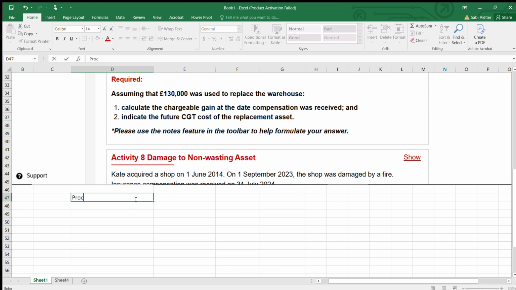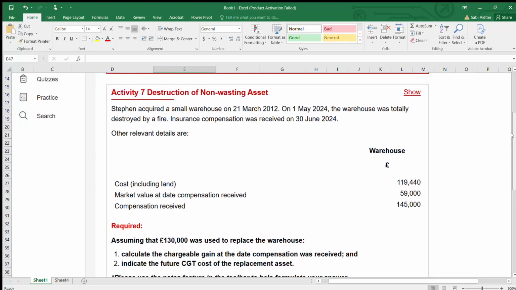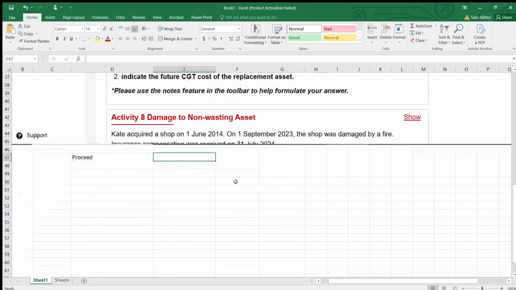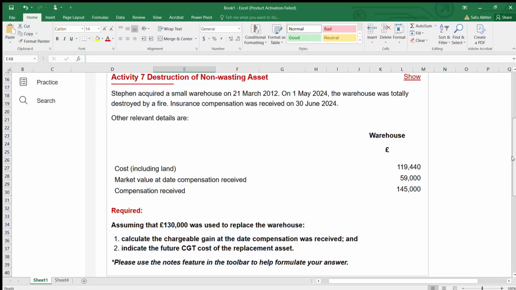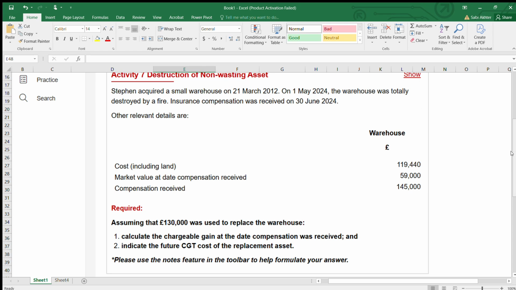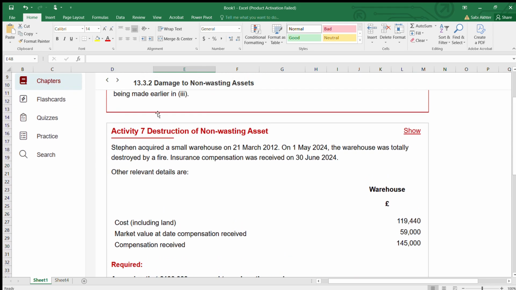So proceed is 145,000. That is the compensation received. Then we will be deducting the cost of building. But here, this is a part disposal. Remember, this is destruction of a non-vesting asset. So this is not lost or damaged. This is destruction. So part disposal will come here.